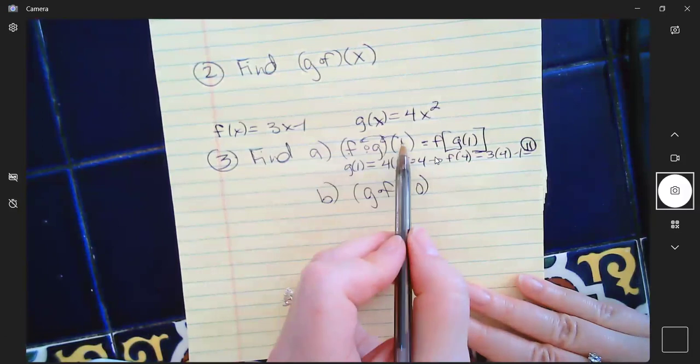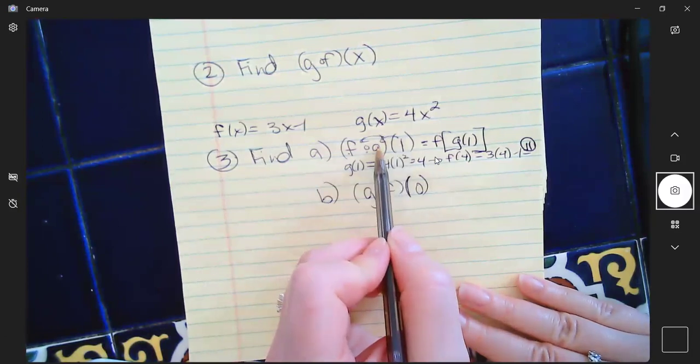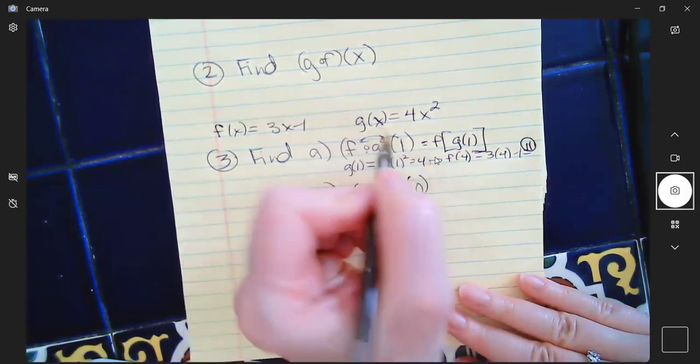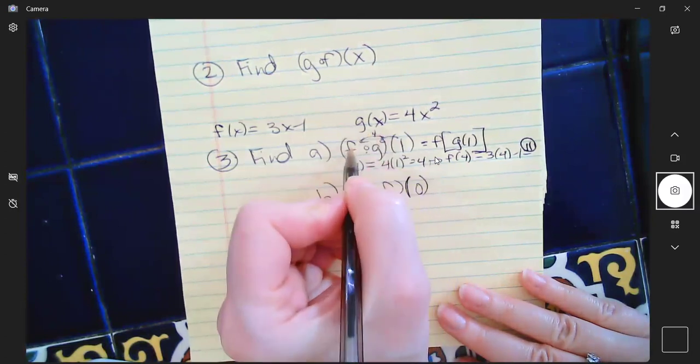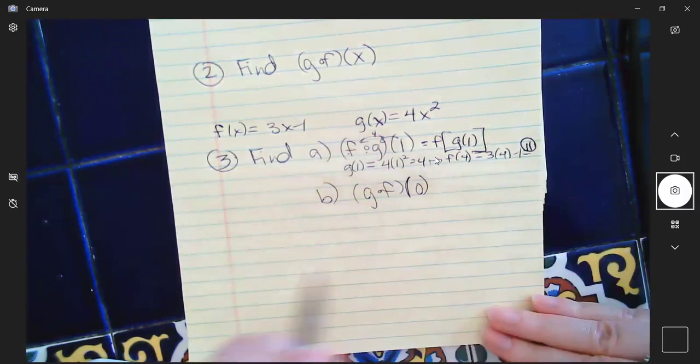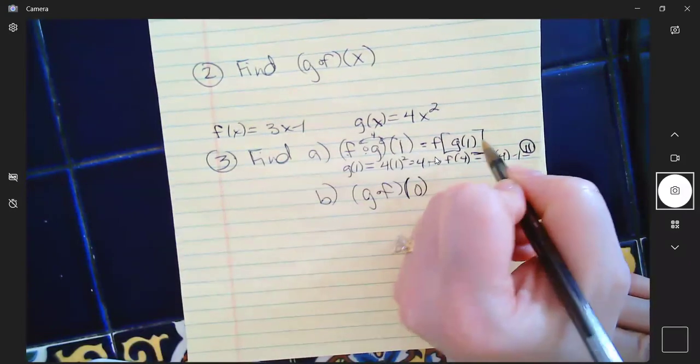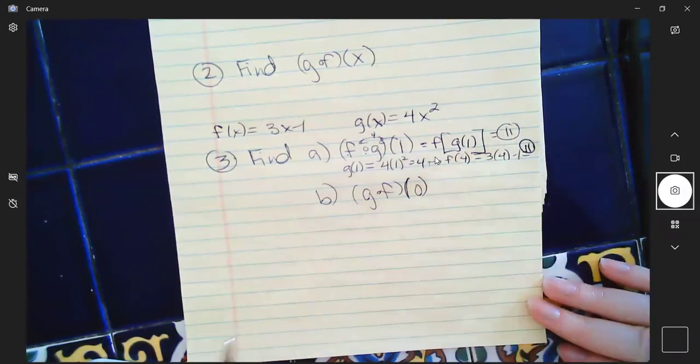All right, so 1 got plugged into g of x, and the number 4 came out. So that was 4, and then 4 went into f of x. f of 4 was 11. Okay, so f of g of 1 is 11.